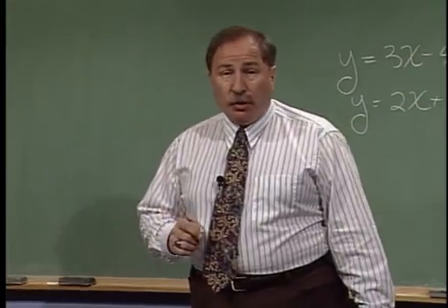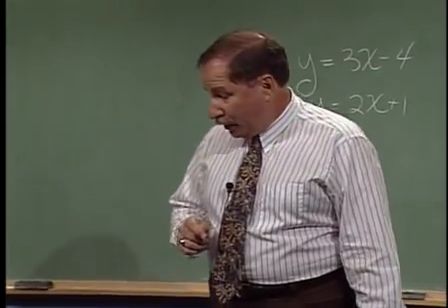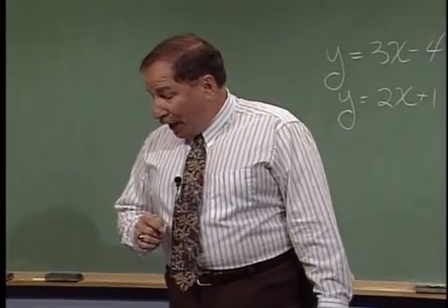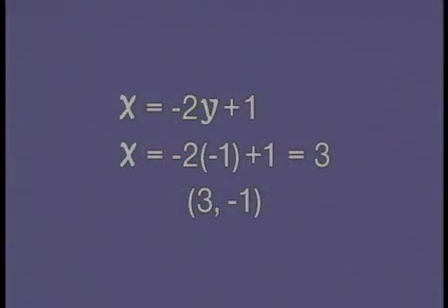The next visual shows us how to do that. x equals negative 2y plus 1. That was something we found out, and therefore we replace the y with negative 1, and x must equal 3. Thus, our ordered pair is 3, negative 1. That's the solution. x is 3, y is negative 1.